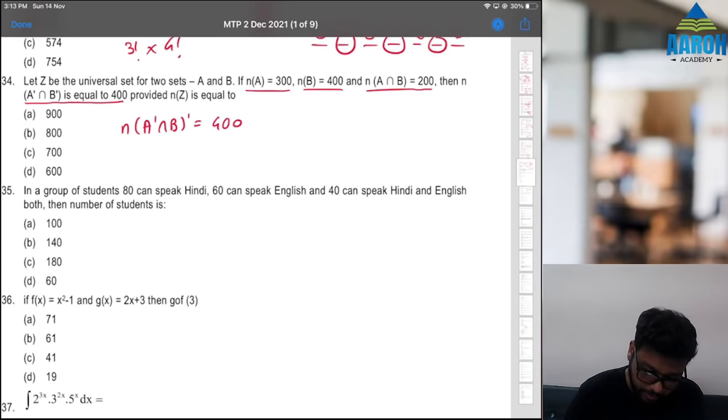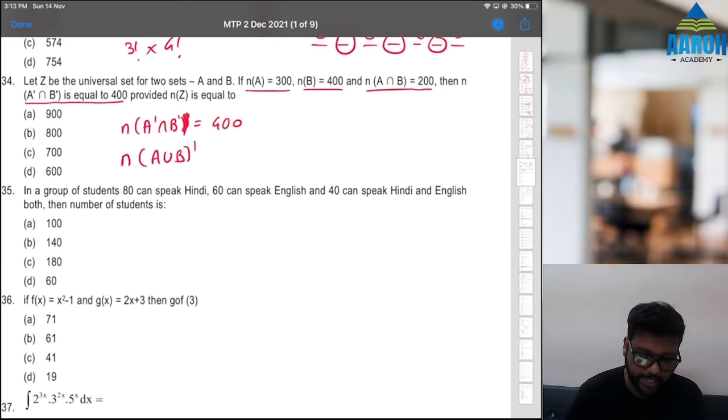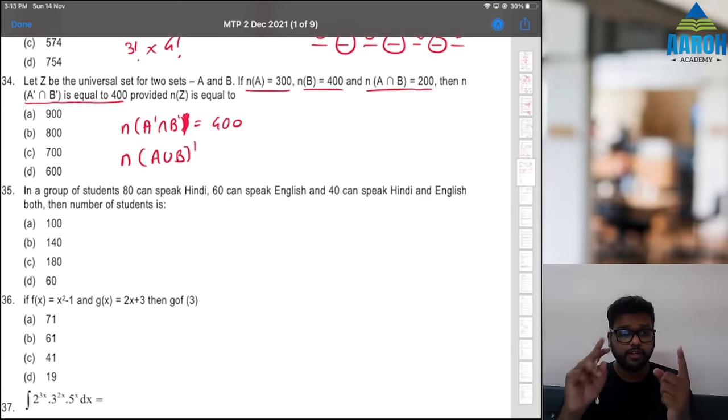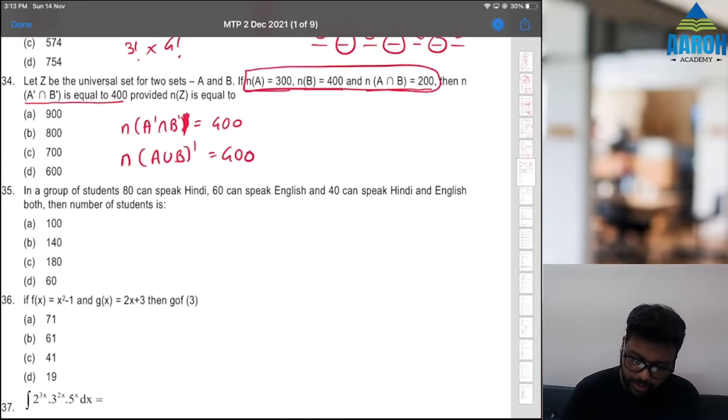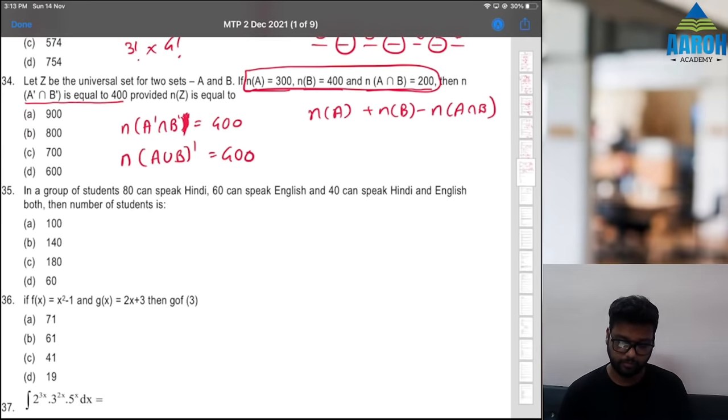But if we use De Morgan's law, this is nothing but n of (A union B) dash. How to use De Morgan's law? Take the dash outside and reverse the sign. Reverse the dashes and reverse the sign. That is 400. From this we can find A union B: n of A plus n of B minus the intersection. So A union B is 500.